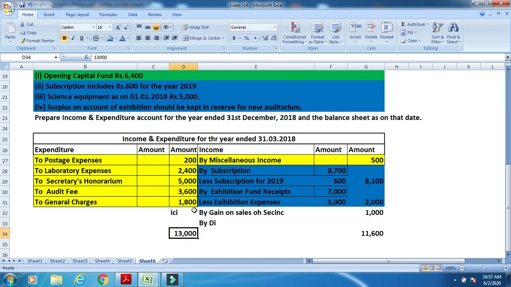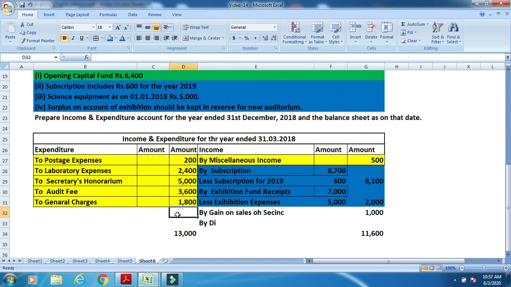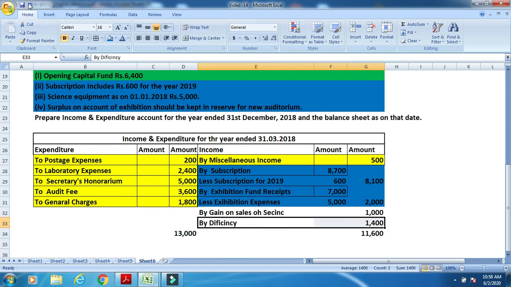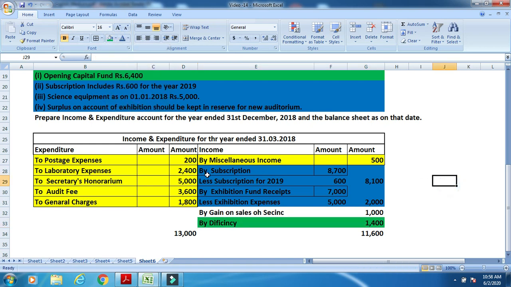By deficit. What is the value for the deficit? Deficiency. Total expenditure 13,000 minus total income 11,600 is 1,400. 1,400 deficiency. The deficiency will be transferred to the capital fund of the balance sheet. That's why it is highlighted in green.